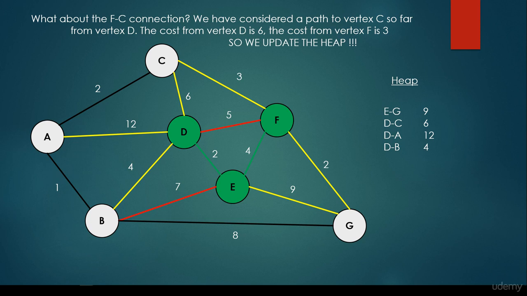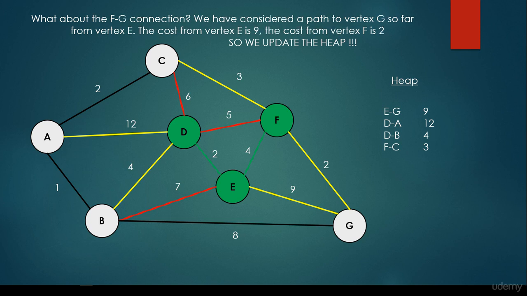It is a better solution, so that's why we are going to exclude the DC edge from the minimum spanning tree, because there's a better solution. So we are going to eliminate it from the heap, and we are going to insert the FC edge instead with edge weight 3.